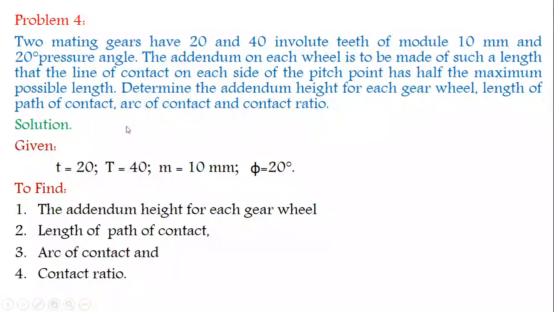What are the given data? Small t, the number of teeth on the pinion, and capital T, the number of teeth on the gear, m is equal to 10 millimeter and phi is equal to 20 degree. Pressure angle is 20 degree. To find: addendum height of each gear wheel, length of path of contact, and arc of contact and contact ratio. Go for the solution.